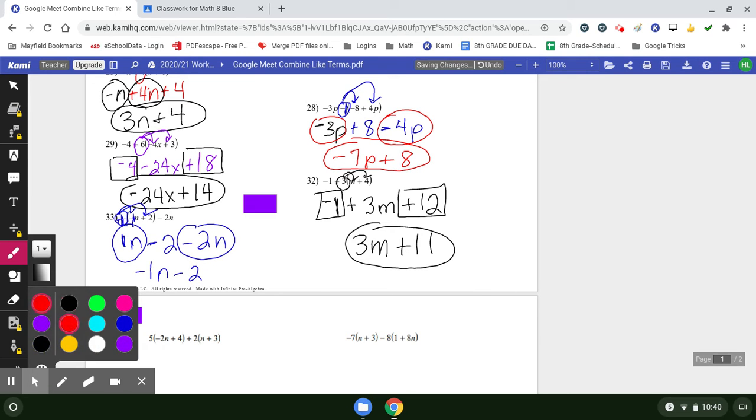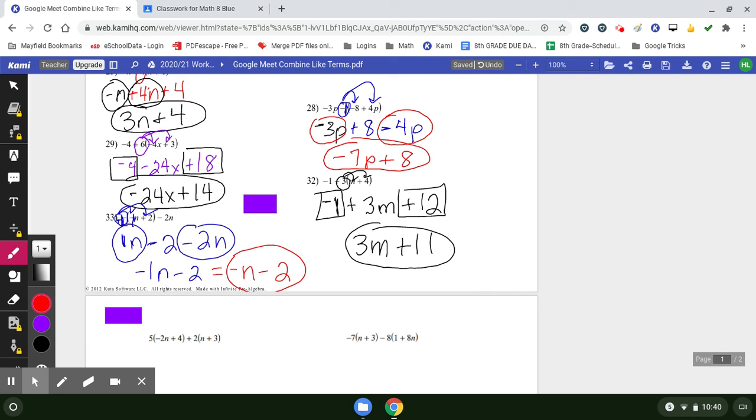And I can rewrite that as negative n minus 2. So I can leave out that negative 1. Okay, so those are problems with one distributive property.